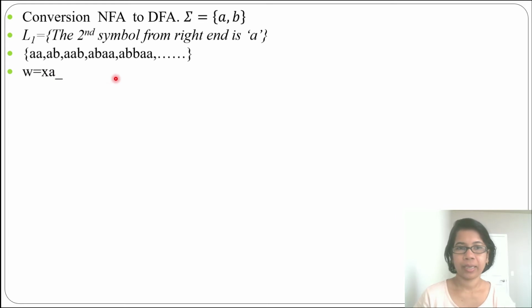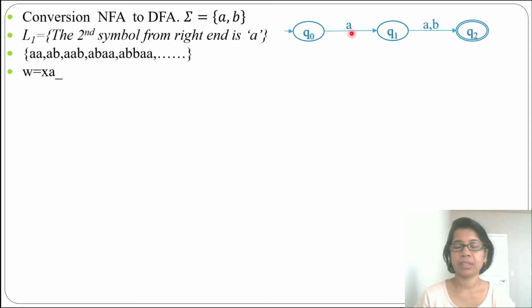First we'll construct the NFA for this, then we'll convert the NFA to a DFA. Let's design the NFA. The minimum string length is 2, so we require 3 states: Q0, Q1, Q2. The second symbol from the right side will be a. Then the first symbol can be either a or b, but the second symbol is a, and before that it can be anything, so there will be a loop of a, b. So this is the NFA: the second symbol from the right-hand side is a.